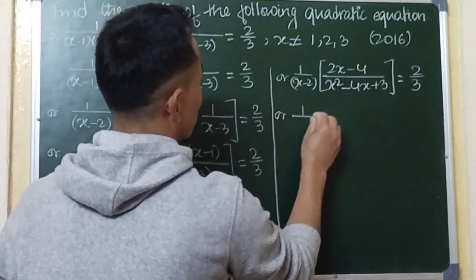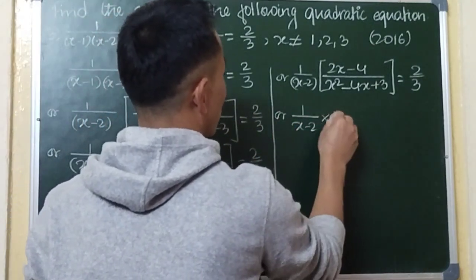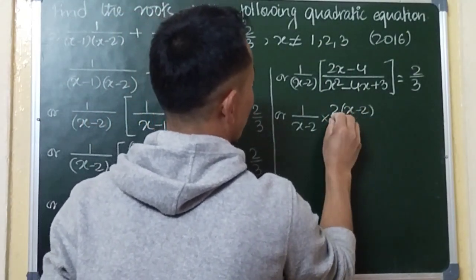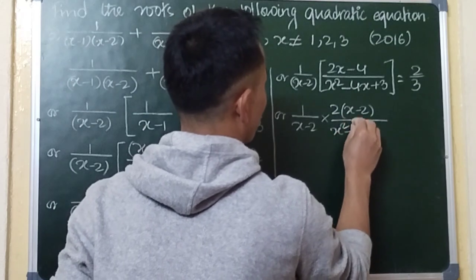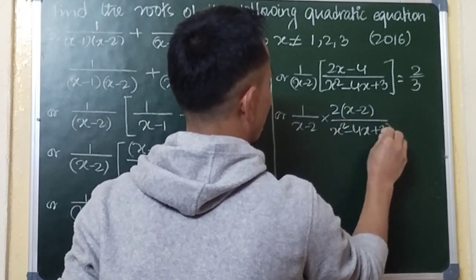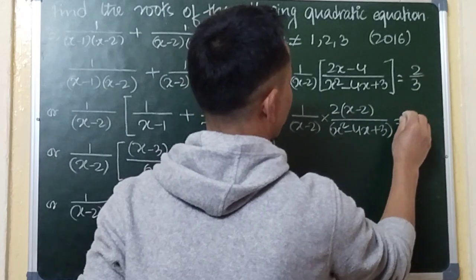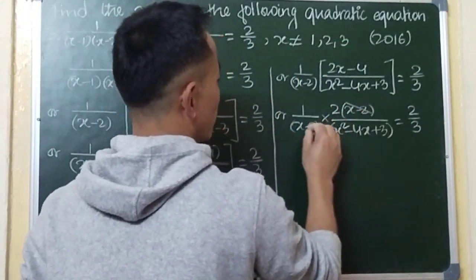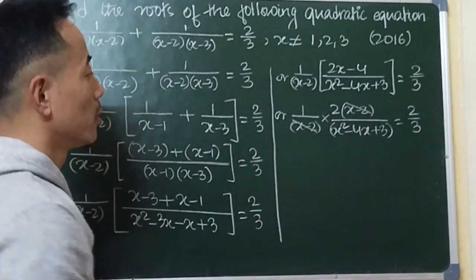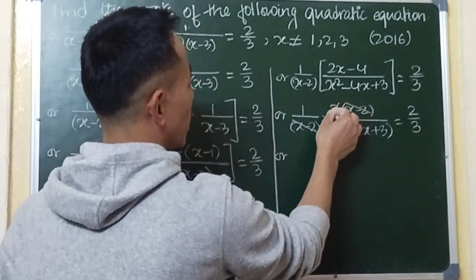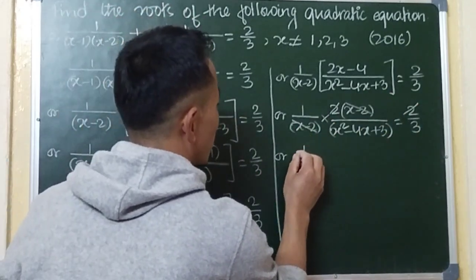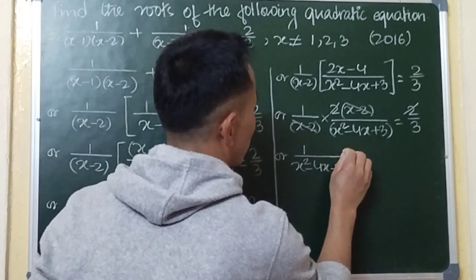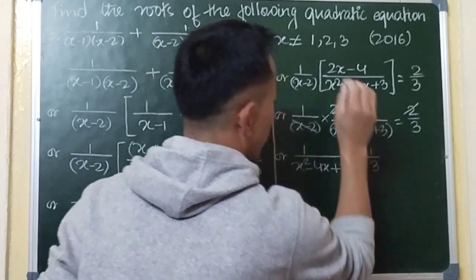Now from the numerator, what we can do is, if you take out 2 common, then this becomes 2 times x minus 2. In the denominator we have x square minus 4x plus 3 is equals to 2 divided by 3. Now you can see that this x minus 2 and this x minus 2 can be cancelled out. And this 2 and this 2 also can be cancelled. So our equation becomes 1 divided by x square minus 4x plus 3 equals to 1 divided by 3.